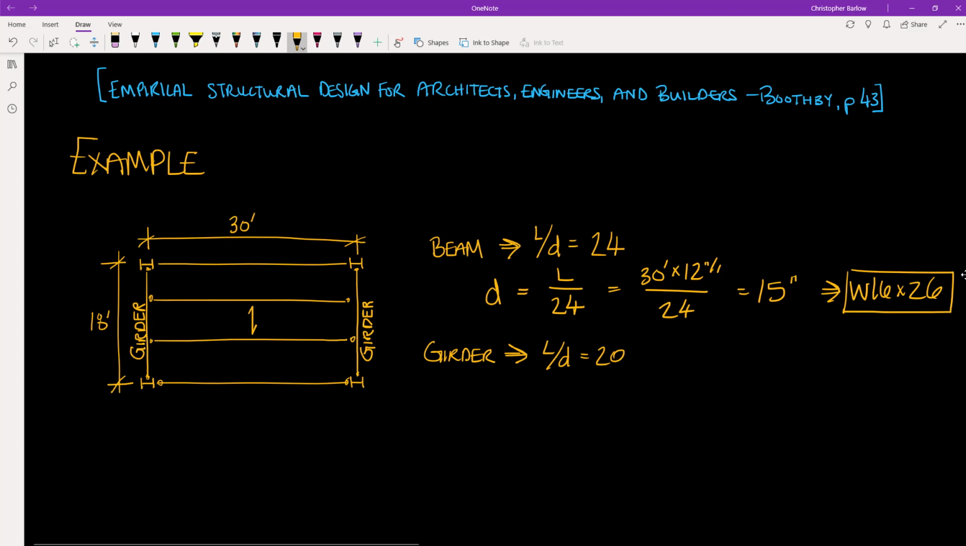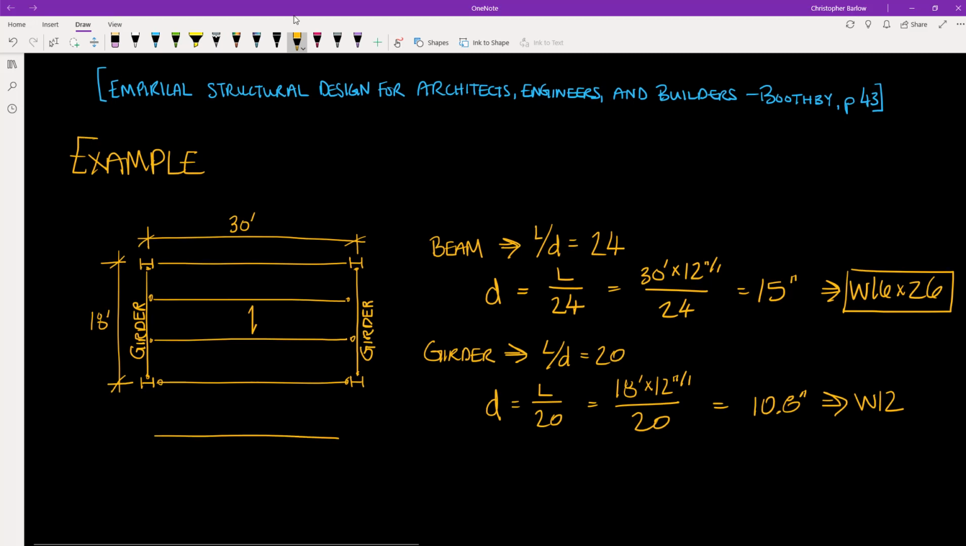And for the girder, we will have D is equal to L over 20. 18 feet, convert to inches, divided by 20 is equal to 10.8 inches. Which means that we could use a W12 section. But note that when we are sizing girders, we typically don't want to go more than one size more shallow than the beams. And that's simply due to the connections.